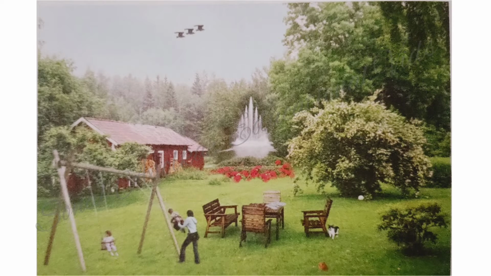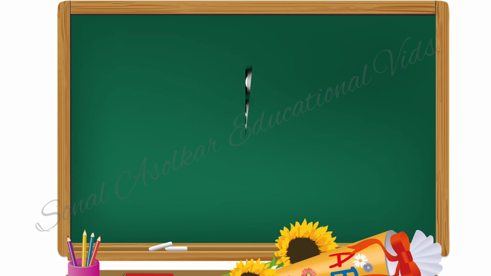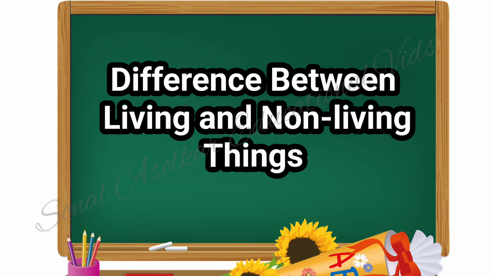As we can see here, one picture is given. In this picture we can see many things. Some things are living and some things are non-living. So students, can you tell me which things are living here and which things are non-living? Today we will learn about the difference between living and non-living things. So let's get started.